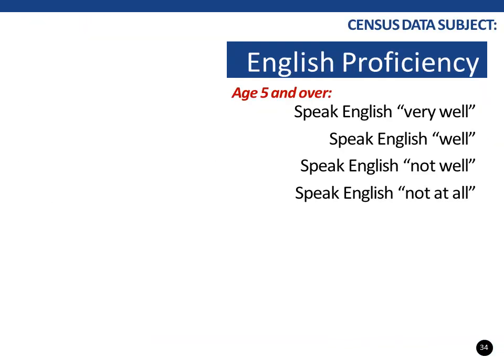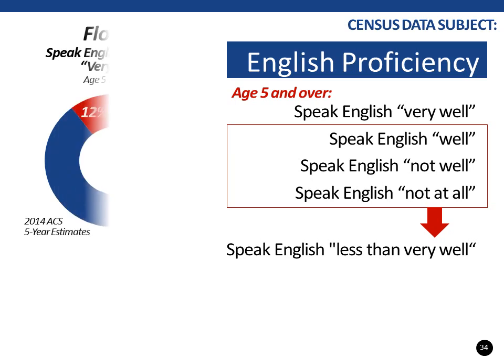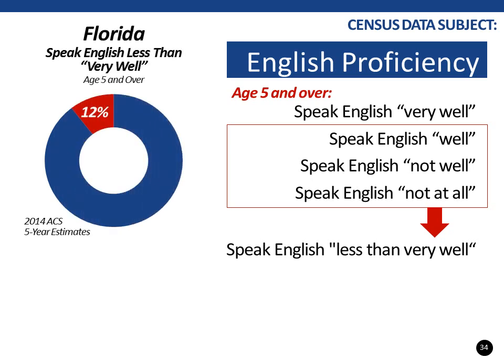Data on English language proficiency is used to identify the population that speaks English less than very well. An individual with a limited ability to read, write, speak, or understand English meets the definition of limited English proficient, or LEP. About 12% of year-round residents in Florida fall under this category.